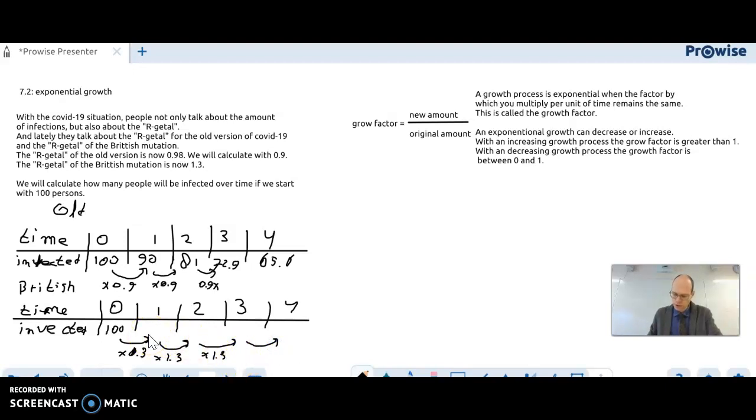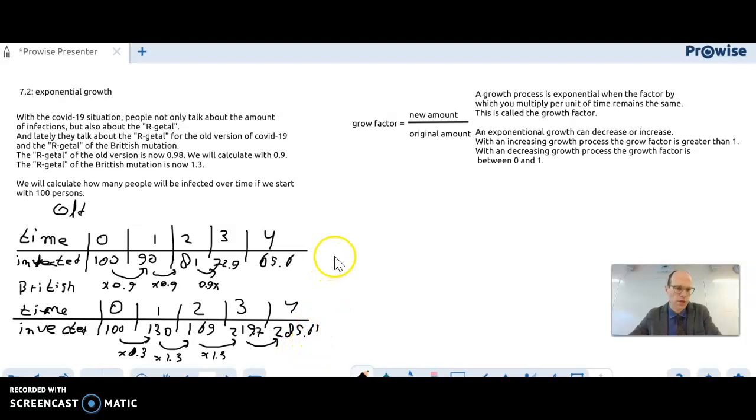So we start with 100, multiply by 1.3 is 130. If we multiply it again by 1.3, we have 169. Multiply again by 1.3, 219.7. Multiply again by 1.3, and then we already have 285.61. So you can see it quickly grows.